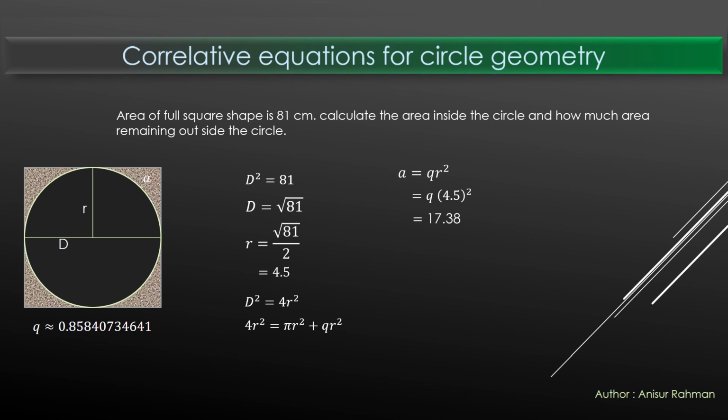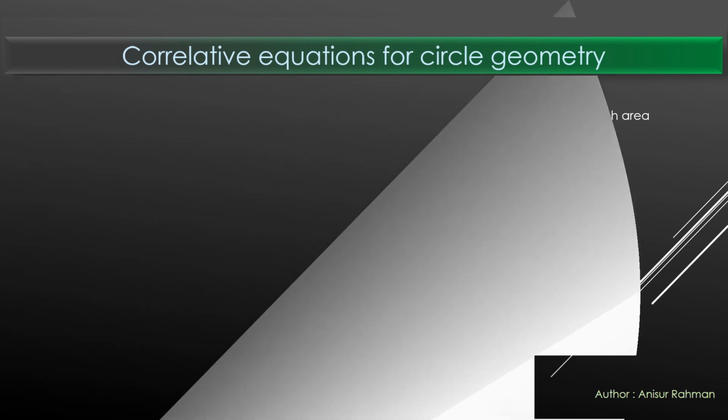Now let's write the equation for the area inside the circle, or capital letter A, which is equal to d square minus qr square, or 81 minus 17.38, which is equal to 63.62. We can also write this equation with coefficient pi, where capital letter A is equal to pi r square and small letter a is equal to d square minus pi r square.